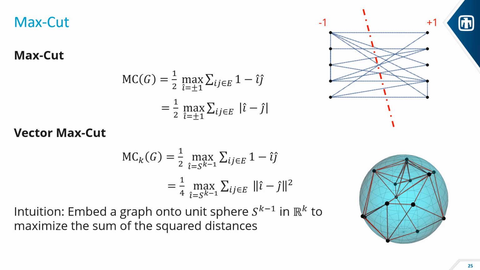And the intuition now is that instead of partitioning the vertices to the left and to the right, we embed the vertices onto a unit sphere, and we're trying to stretch the graph as much as possible. More precisely, the objective is in terms of the inner products, or the square of the distances, of each adjacent pair.